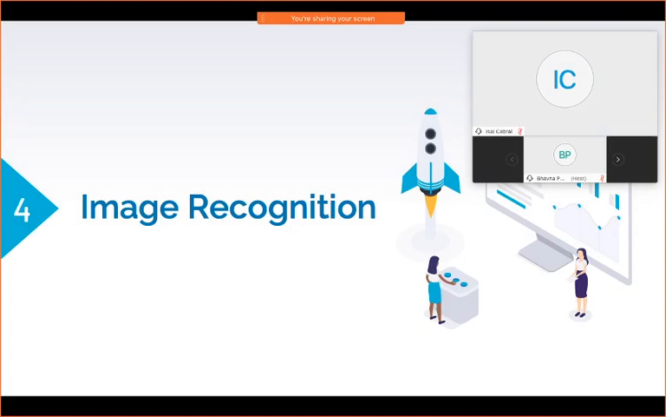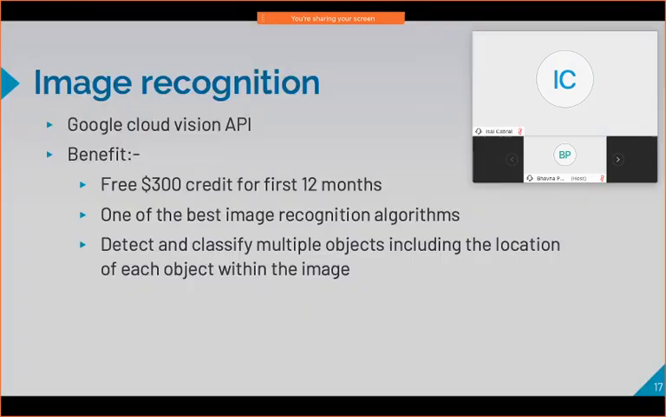And here we have the image recognition part. In this part we use the Google Cloud Vision API, and the benefit is that you can register for it and it will give you 300 credit for the first 12 months. After that, if you finish your credit, it will ask whether you want to be charged or not. It is one of the best image recognition algorithms, and it can detect and classify multiple objects, including the location of each object within the image.